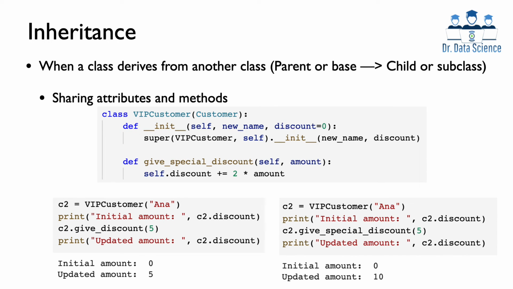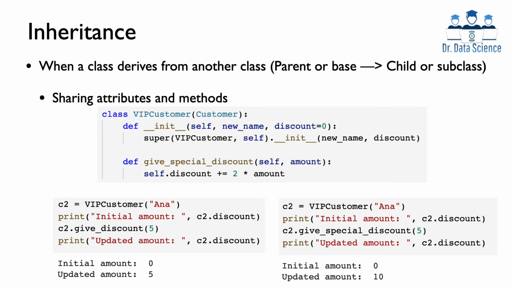But now let's look at what happens if we use the new method for the VIP customer class, which is give a special discount. Here, if I add 5 this time, now it will be doubled and we give 10 discount to this customer, right? So as you can see, this means that we can still use give discount and give a special discount, and they're compatible with each other. We don't have any problems. We don't have to repeat everything that has been already defined in the parent class.